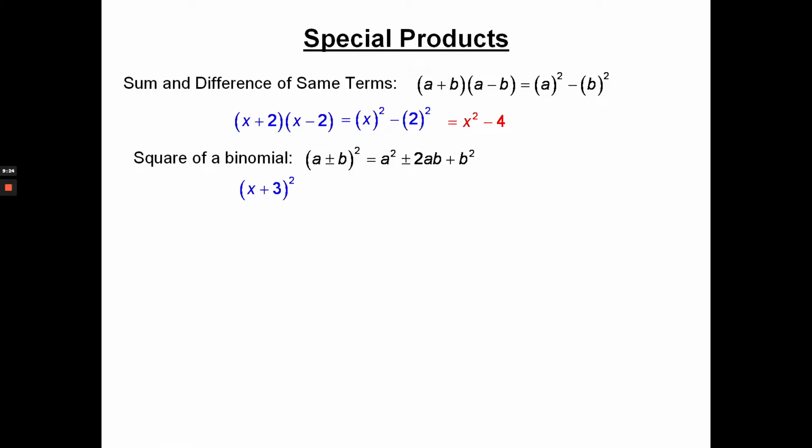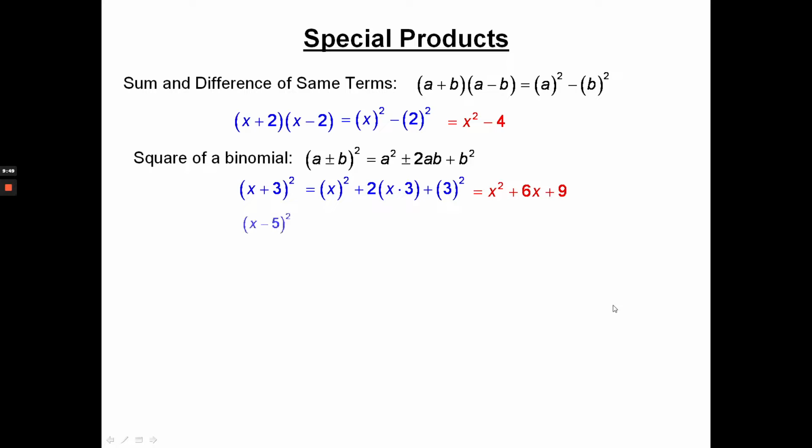Okay, so x plus 3 quantity squared. So our a is our x, so x squared. Our 2, and then 3 times x. And then our b being squared is our 3 squared. So simplifying this out, this is going to be x squared. 2 times x times 3 is going to be 6x, and 3 squared is 9.